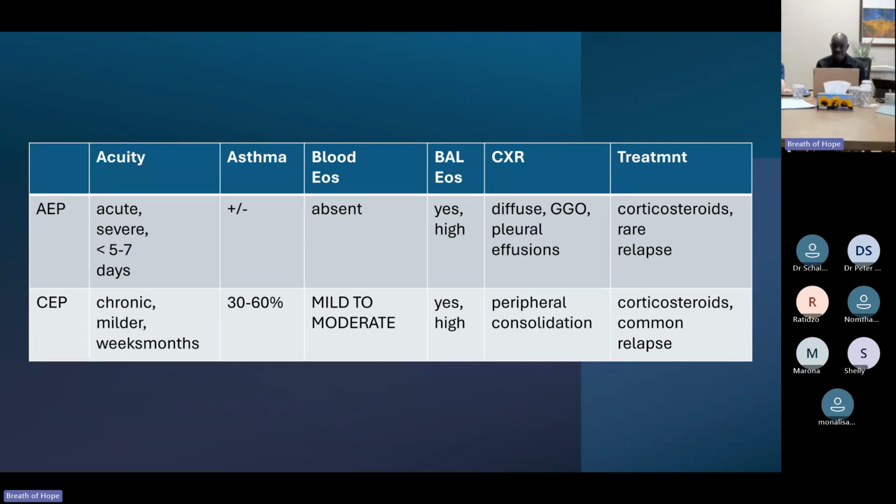Bronchoalveolar lavage will be done by pulmonology or cardiothoracics. Of course, you will see that the patient will have quite high levels of eosinophilia, and the same applies to chronic eosinophilic pneumonia, which will be very high. The only distinction, of course, comes radiologically, in the time course and the presence of asthma. On chest X-ray, you see diffuse ground glass opacity and then pleural effusions, while in chronic eosinophilic pneumonia, you end up seeing peripheral consolidations. Treatment is corticosteroid, with rare relapse in the chronic form, while with the acute form you would have corticosteroid with a common relapse.